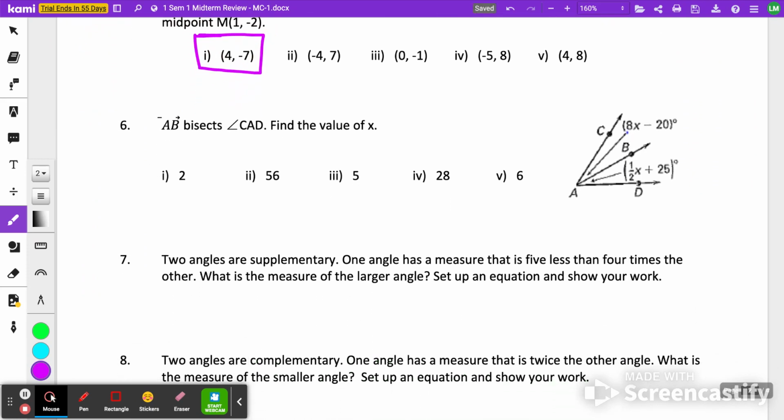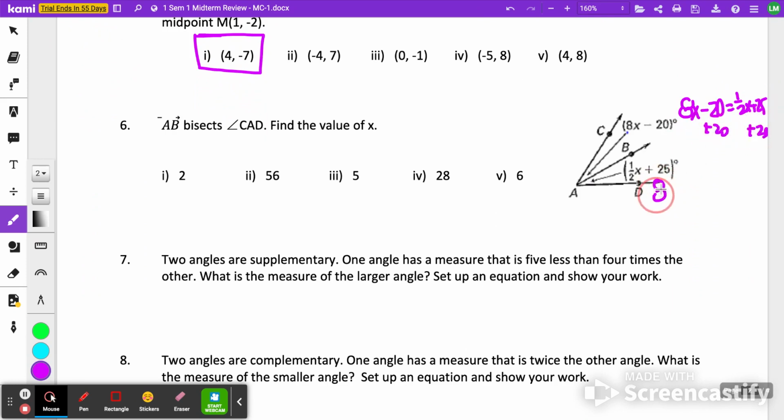Number 6, AB is bisecting angle CAD. Find the value of x. So what I'm going to do first is try to add all these together, because AB is the midpoint, so that means 8x minus 20 is equal to 11x, or 1/2 x plus 25. So let's start with that. 8x minus 20 equals 1/2 x plus 25. I'm going to add 20 to both sides.